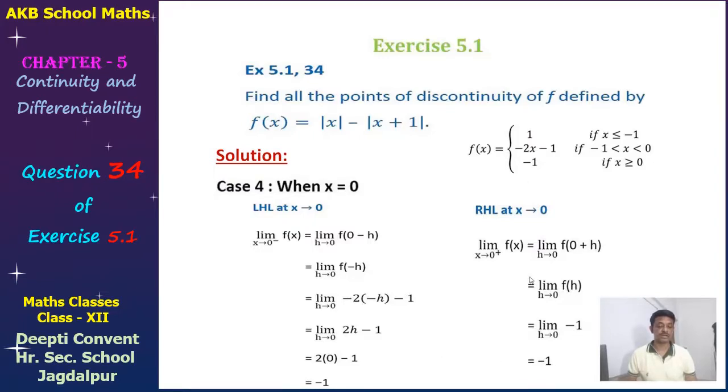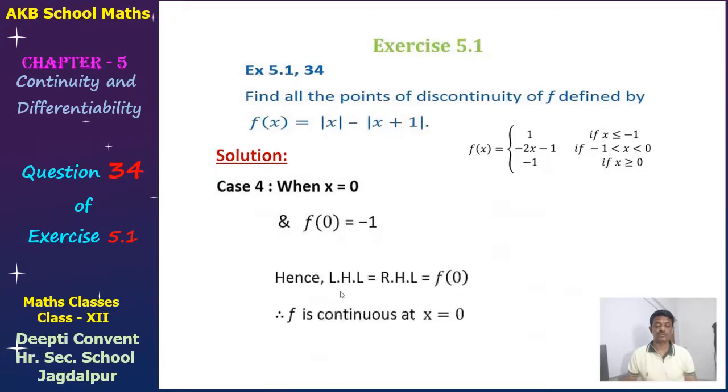Minus 1, minus 1. Left hand limit and right hand limit are equal. Also the value of the function at x equal to 0 is minus 1. So we get left hand limit, right hand limit and value of the function at 0 all equal. So the function is continuous at x equal to 0. So in all four cases it is continuous.